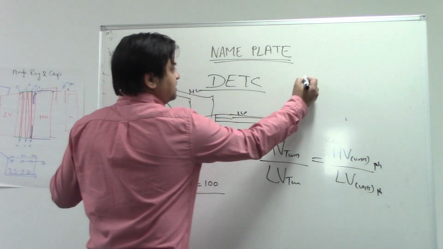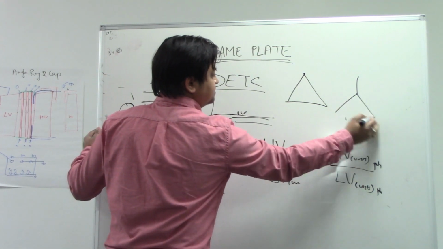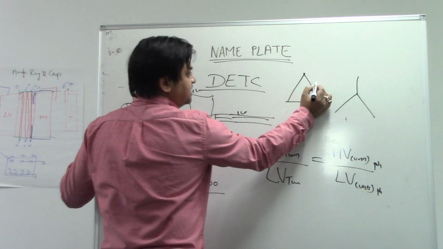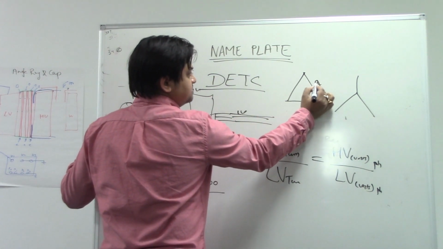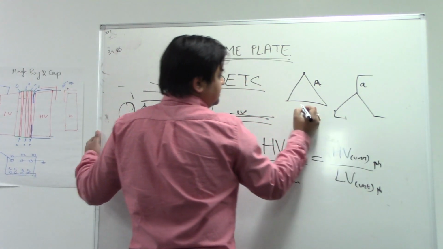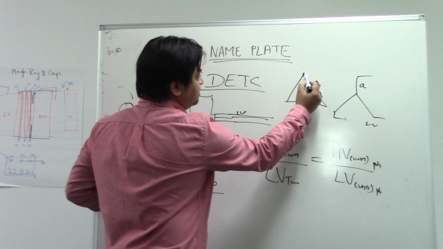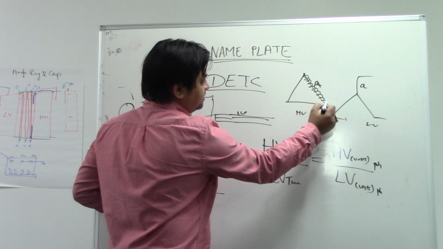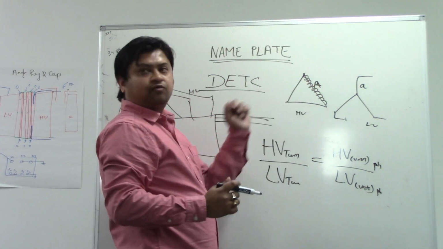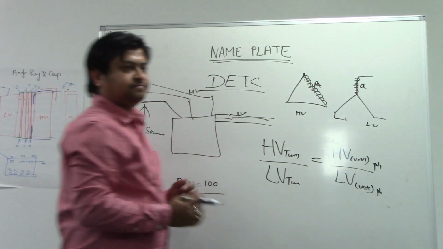So if I make a delta winding and a star winding, this is A phase and this is a phase. This is LV. So this is your winding, okay? In CCA, this one is your winding. For the low voltage, this is your winding, this one.